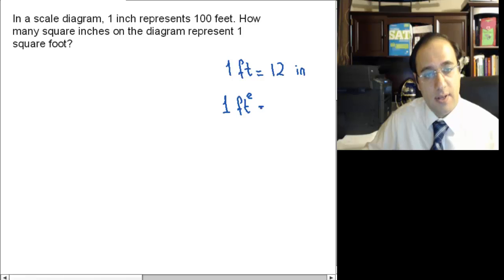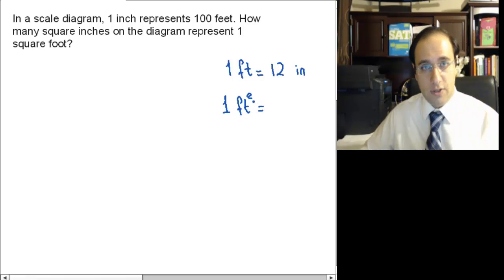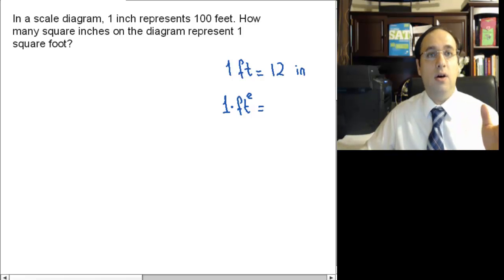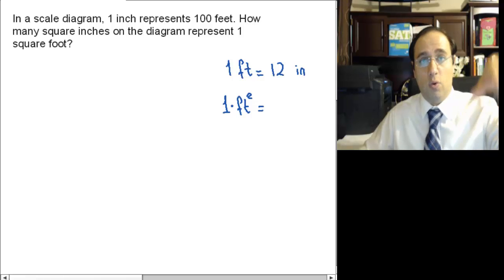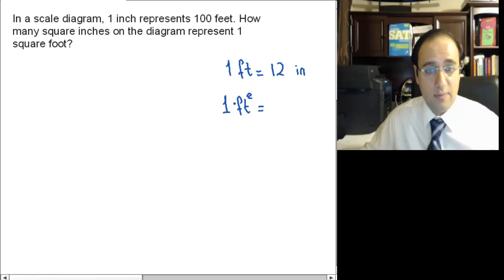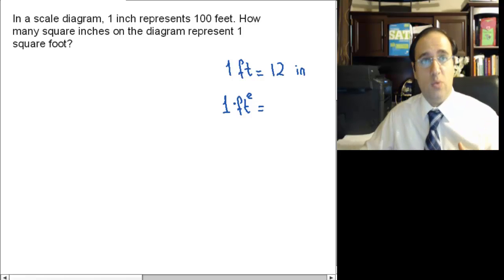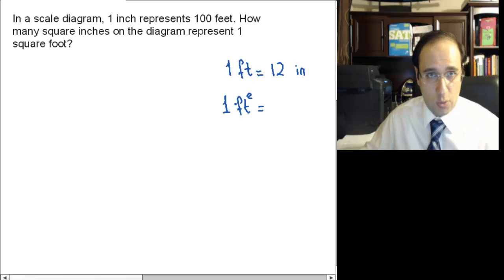What happens is that some people think the answer is 12 inches squared, because 1 foot is 12 inches, meaning a square that has sides of 1 and 1 and 1 and 1. So 1 foot squared is 1 times 1, like the area. And 12 inches squared would be like a square that has 12 inches and 12 inches. But that's actually wrong.